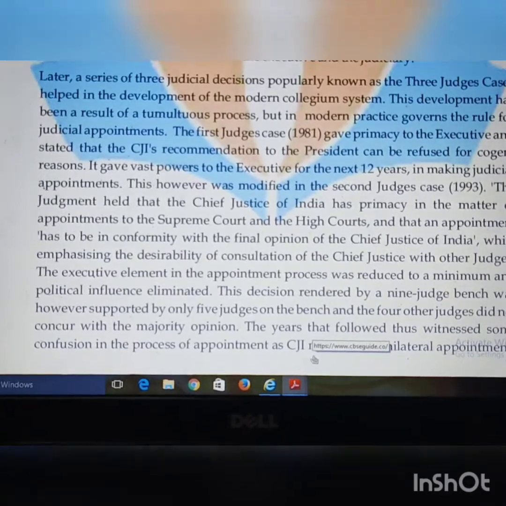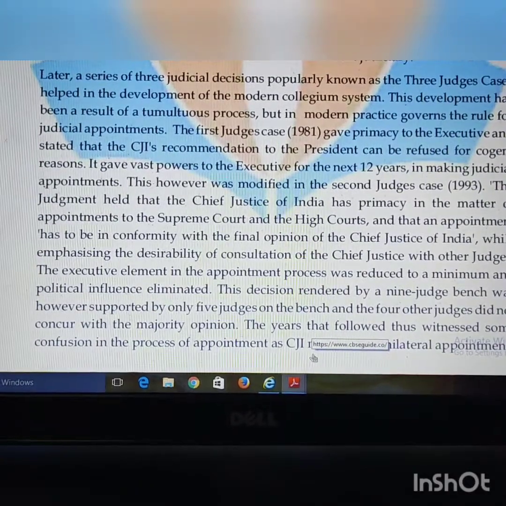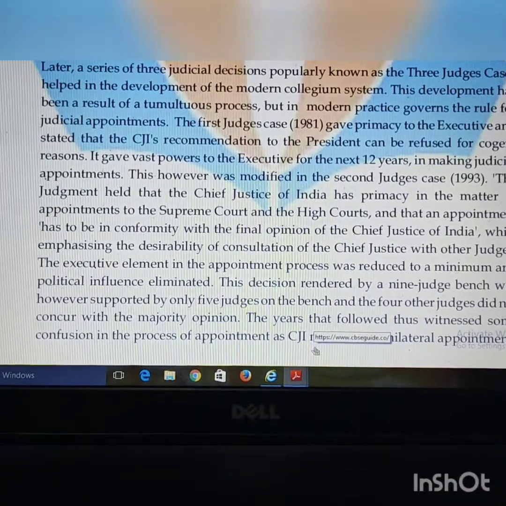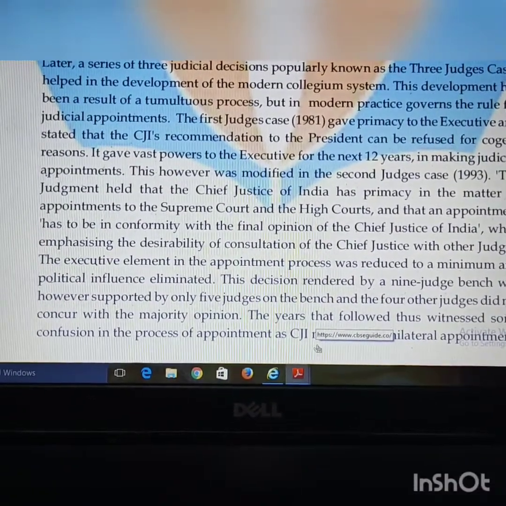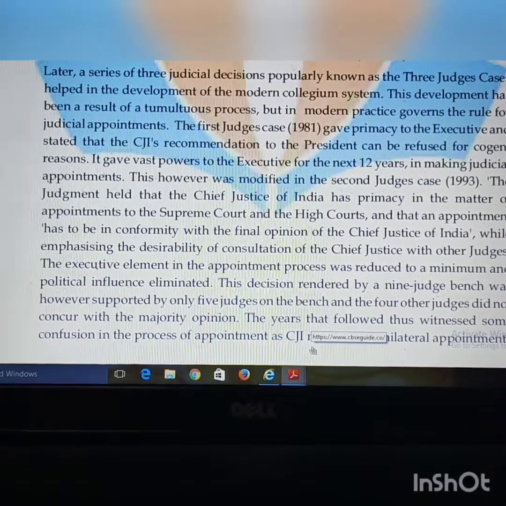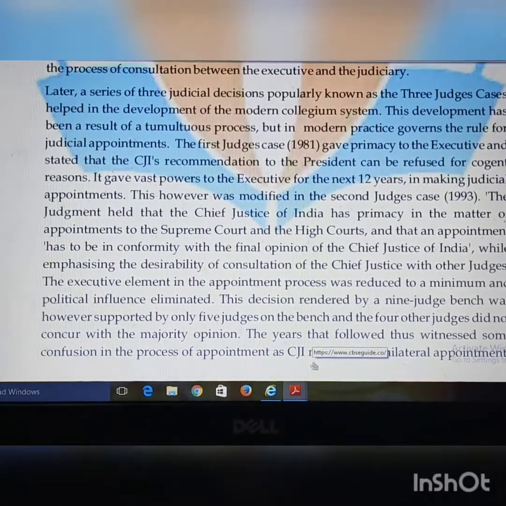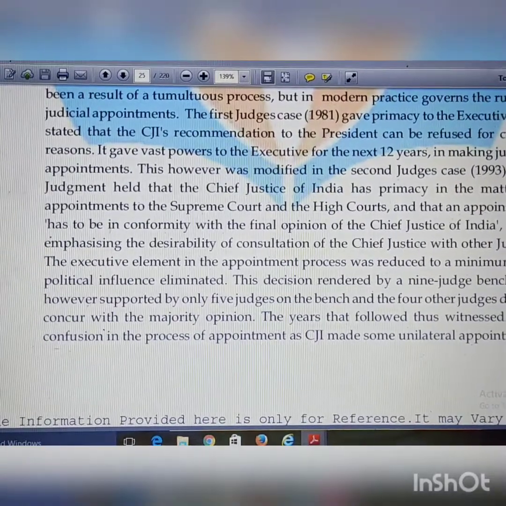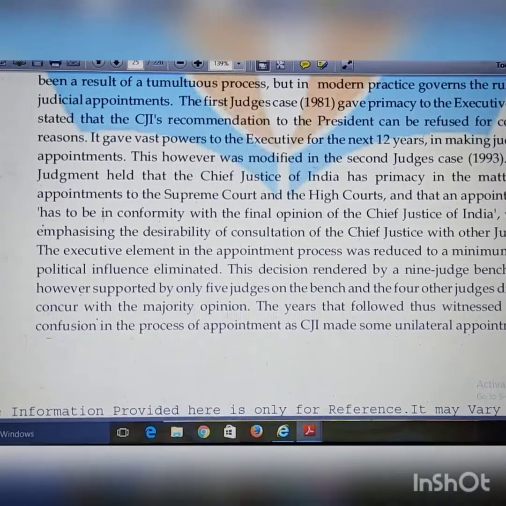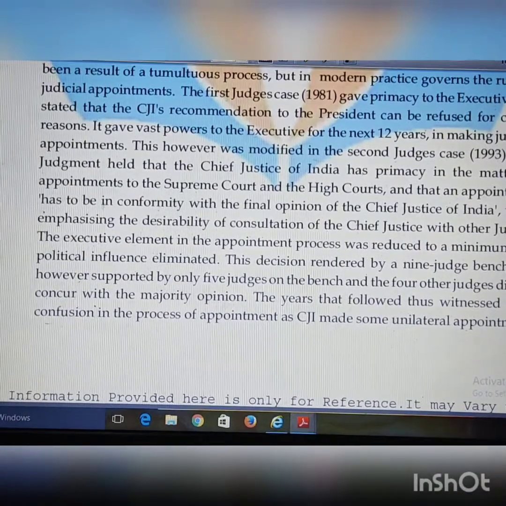और सेकेंड जजेस केस में कितने जजेस की बेंच थी? 9. It was however supported by only 5 judges, and the other 4 did not concur with the majority opinion. Means the verdict came by the ratio of 5:4, wherein the total number of judges was 9 and 5 agreed upon the same sense and 4 agreed upon the other sense, which was against the majority. The majority said that the political influence should be eliminated, but these 4 judges said that no, it should not be eliminated, and the majority verdict is only considered as the final verdict, right? As we say, majority wins.